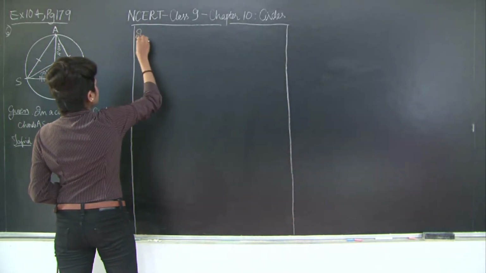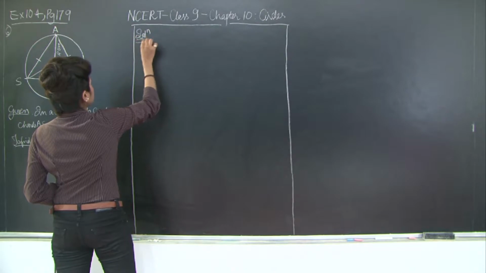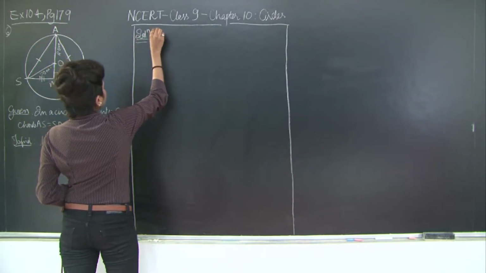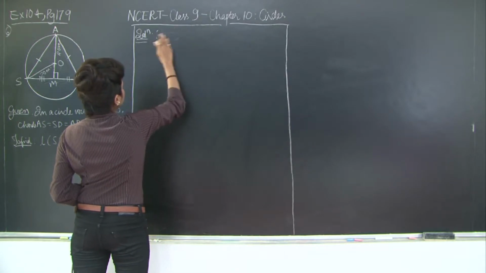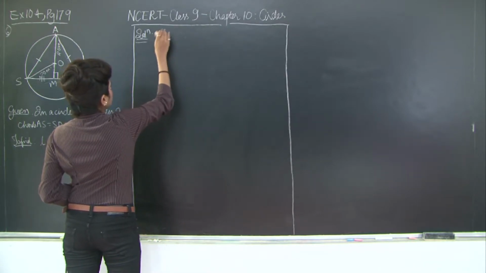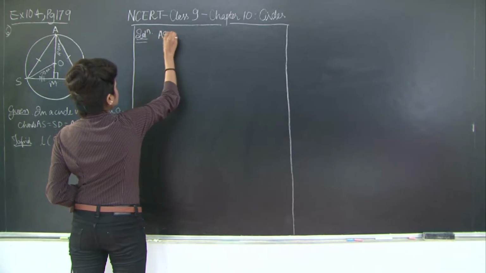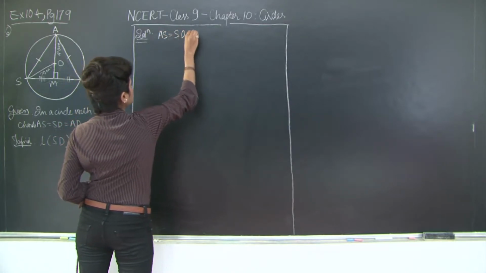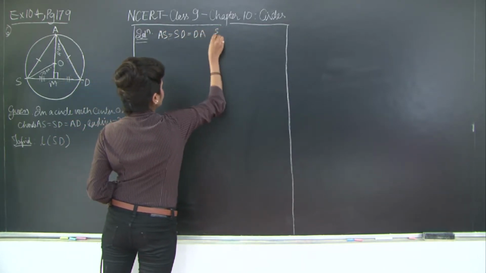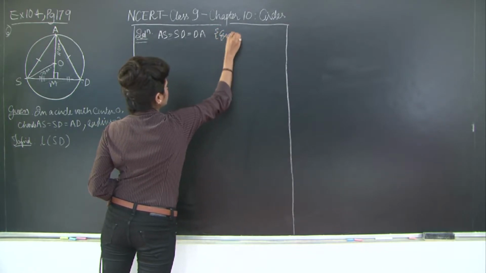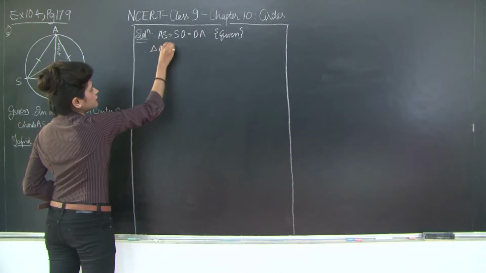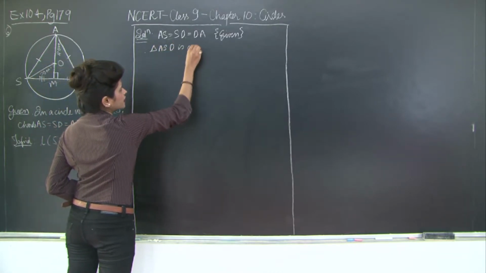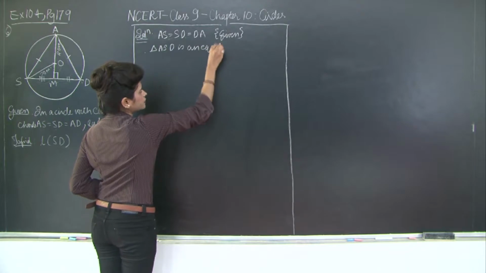So I'll say solution. Draw AM. AS is equal to SD is equal to DA. This is given. Therefore, triangle ASD is an equilateral triangle.